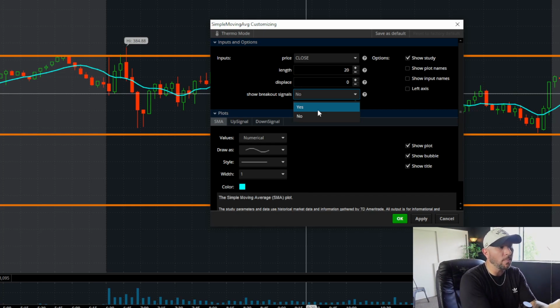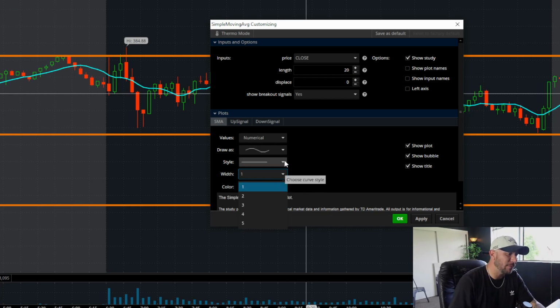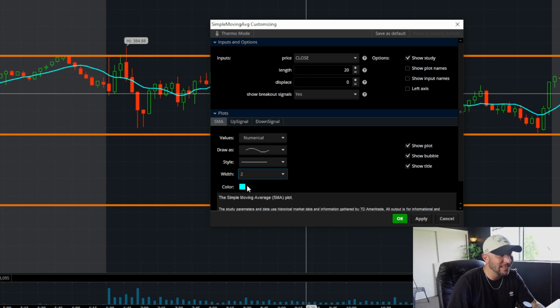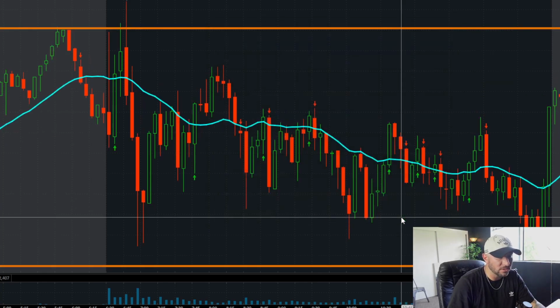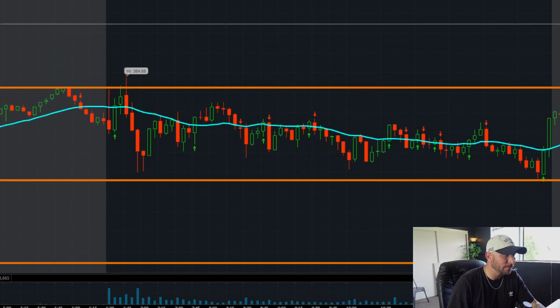So we're going to go to show breakout signals. We're going to click yes. And then I like to change the width a little bit because I'm old. I can't really see that well. And I like it to be clear, and I like it to be big in front of my face. So I'm going to change the width from 1 to 2. And then the color is okay. We can leave that like that. Maybe we can go to 3. Let's see how big this 3 is. 3 is not too bad. So I'm going to leave my width at 3.